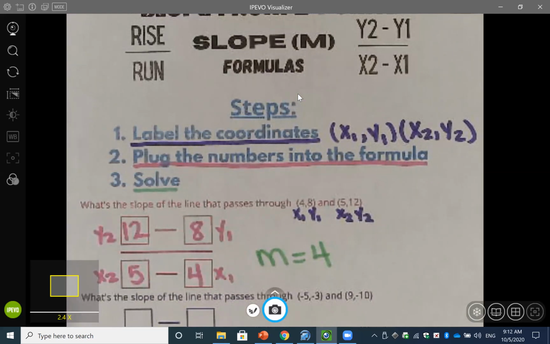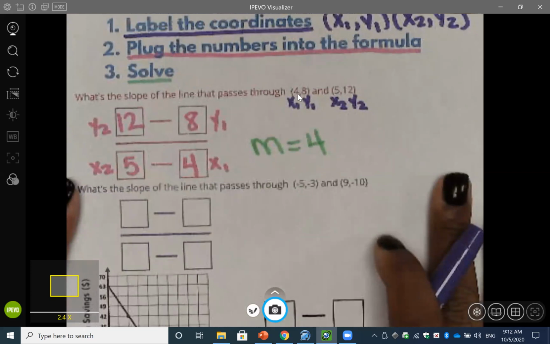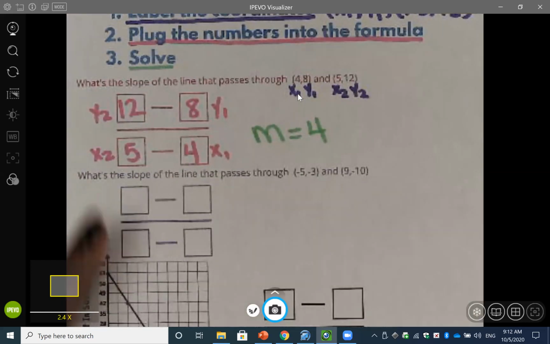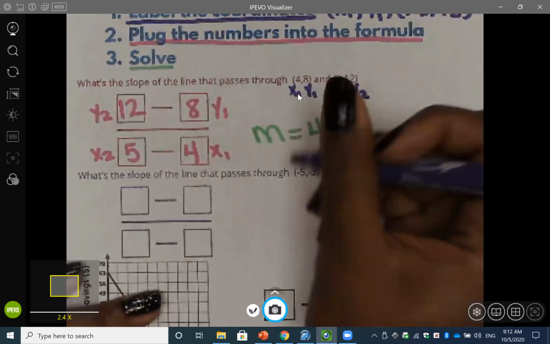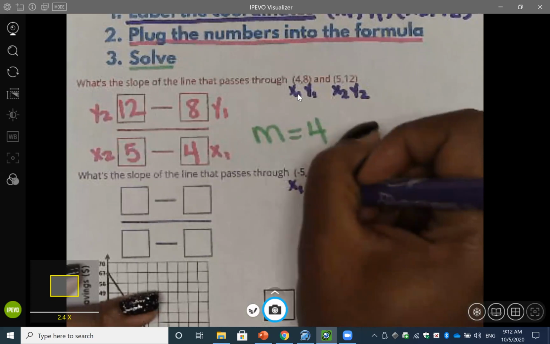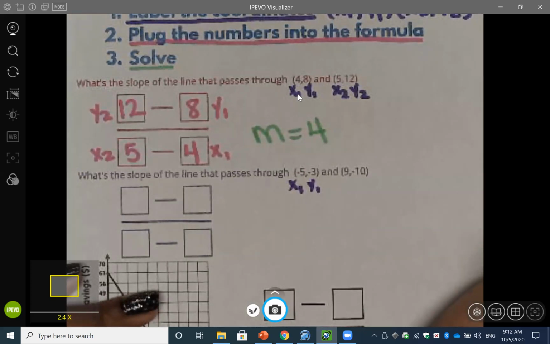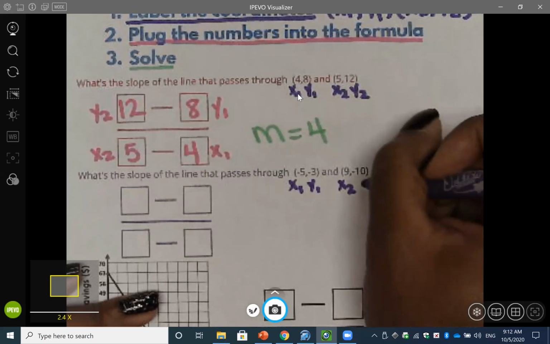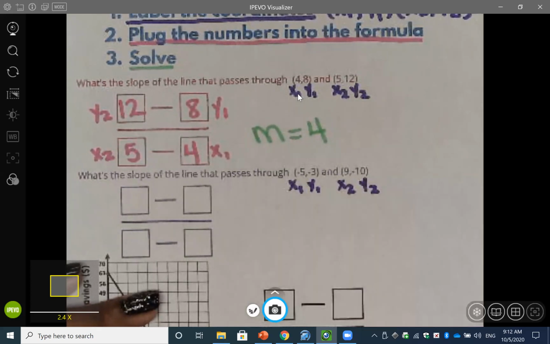Let's go through it again. Step 1 is to label our coordinates. So -5 is x1, -3 is y1. 9 is x2, -10 is y2.